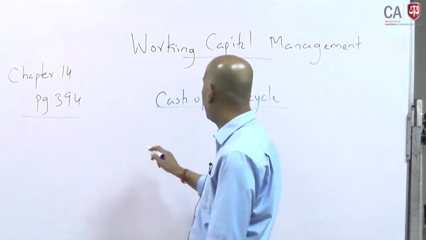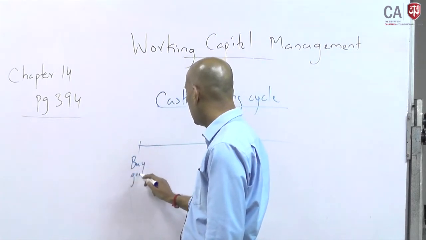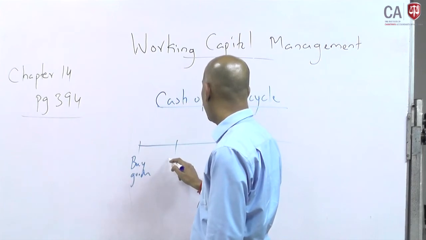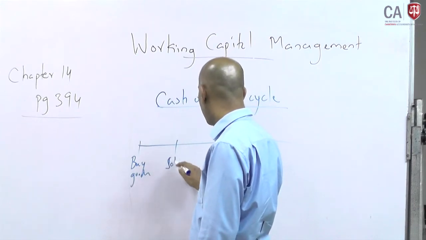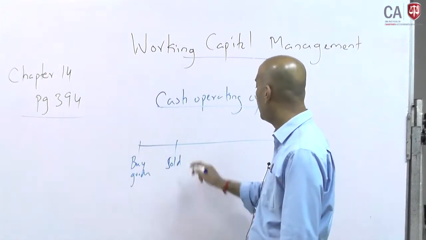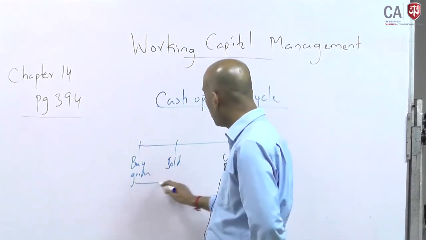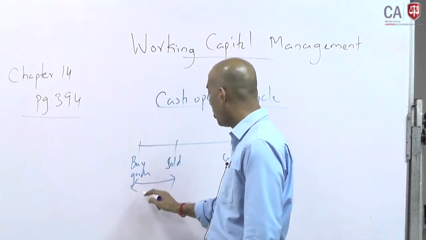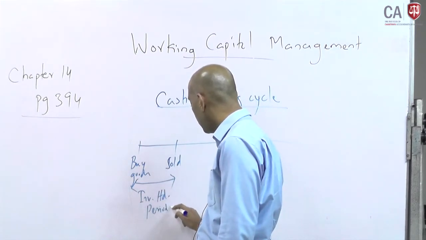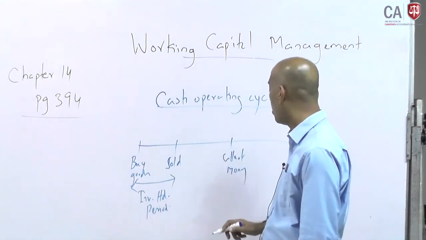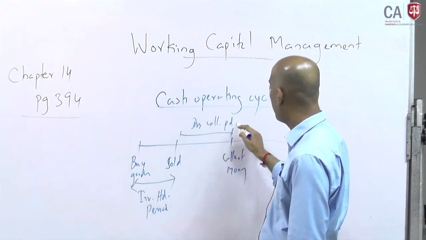It's actually you buy the goods, and you start manufacturing, or maybe you can straight away say you have sold it. You buy the goods here, you sell it here, then you collect the money. So, from buying goods to sold, there is a time period. This is called your inventory holding period. From the time you sold till you collect your money, this is called debtors collection period.